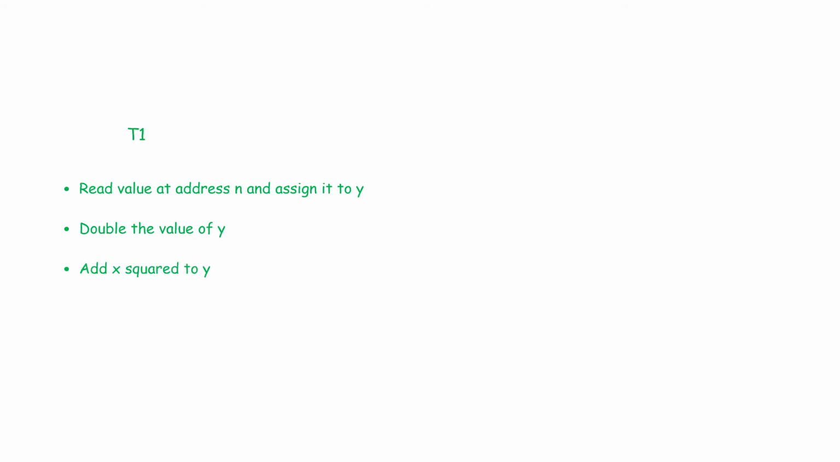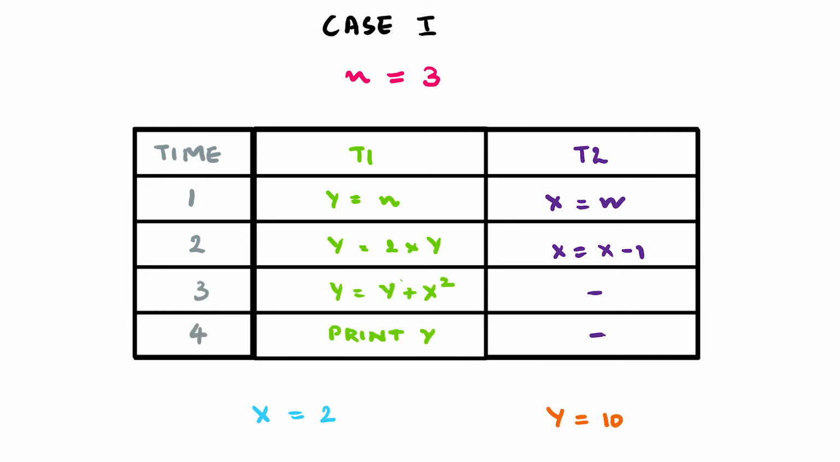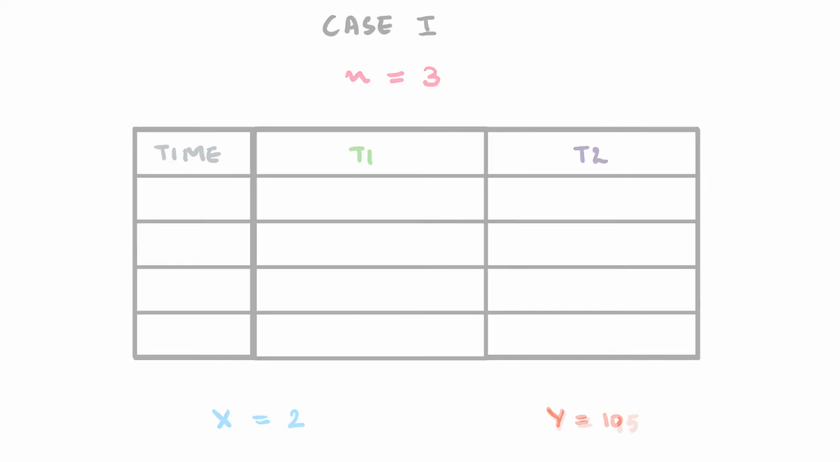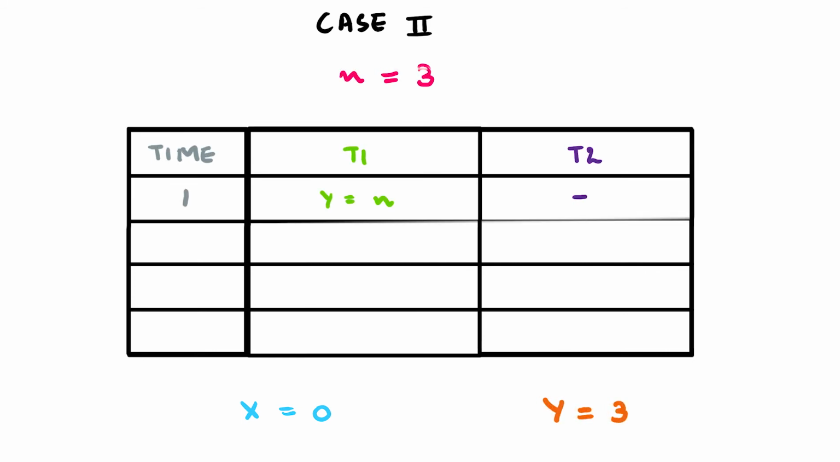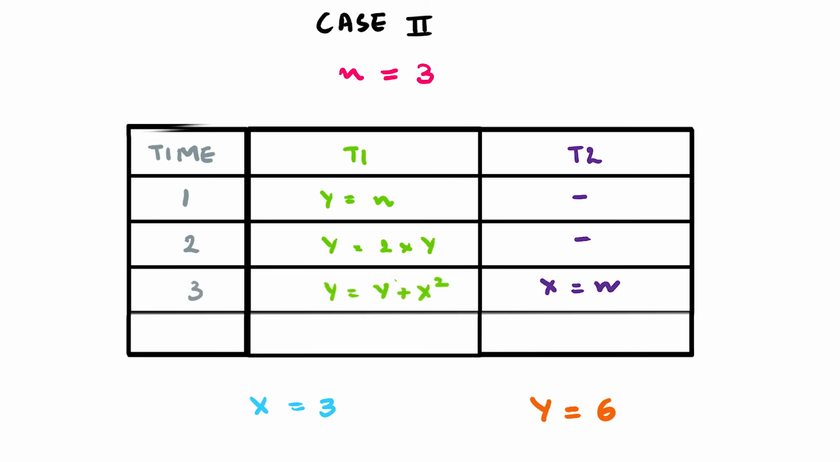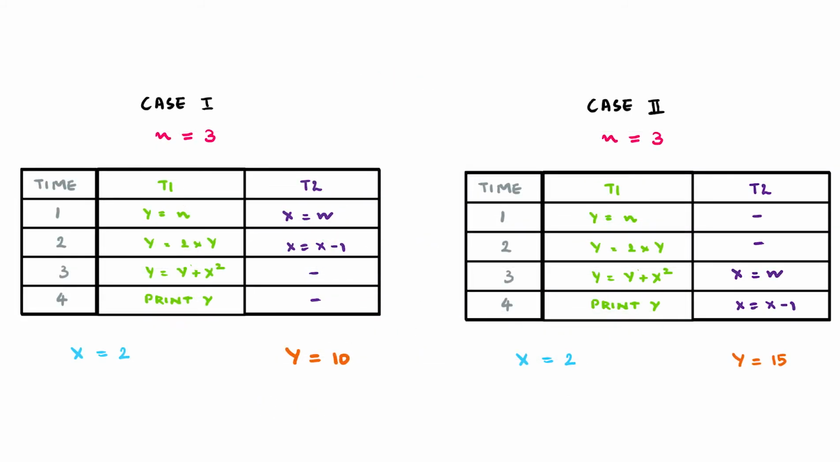Let us observe the execution of two threads, T1 and T2, which share a variable x and at least one of the accesses is a write. Here are two possible runs of the same code. As you can see, in the first execution, the value of y printed is 10. And in the second execution, the value of y printed is 15. This is because a data race has occurred and led to non-determinism in the execution of the program.